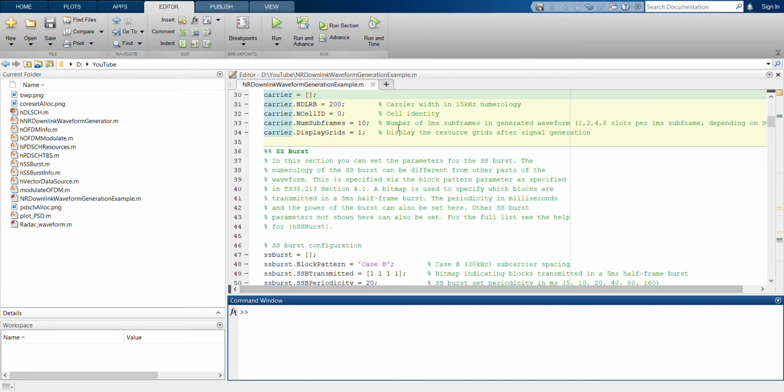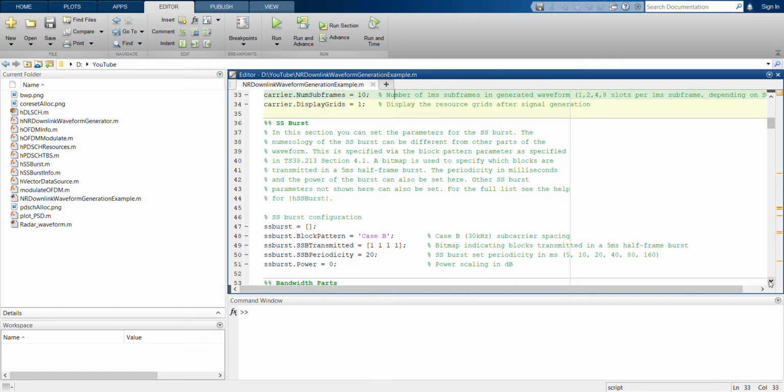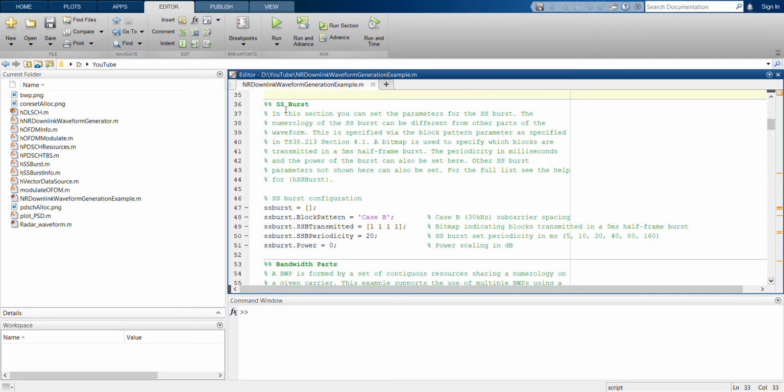This carrier dot display grids just shows in a figure what our frequency allocation is. I will show it to you later. Then you come to this SS burst. SS means synchronization signal. Usually, just to see how to generate a 5G signal, you don't need to change anything here. You don't need to do anything here.